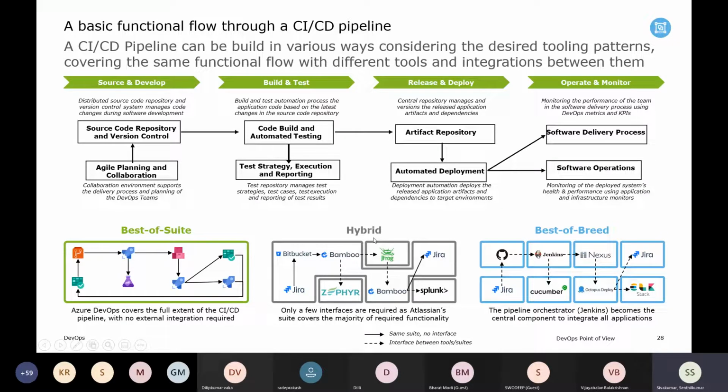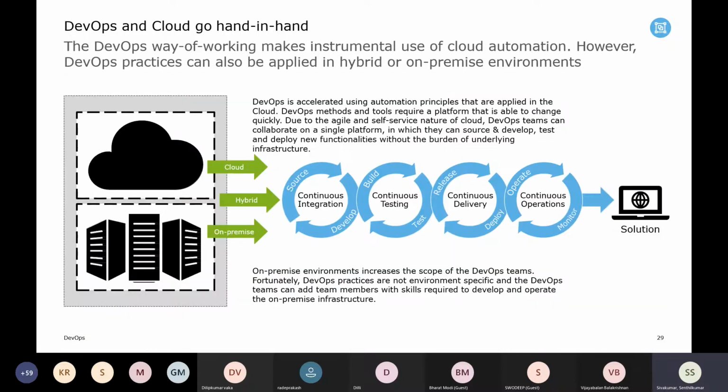But I'm choosing the tools based on my orchestrated way. Best of breed is like it has an independent one. This is the common phase every organization is using. As you could see, Git, Jenkins, Nexus, and it's connecting with Jira and Cucumber and deploy. Either it could be Octopus or a Docker container, and it's connected with Stack and Jira. So this orchestration has been made in three layers: best of suit, hybrid, and best of breed. Based on that, the tools have evolved, and you have to choose the technology accordingly.